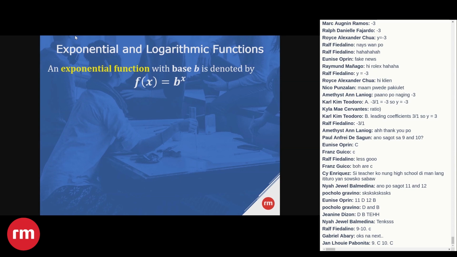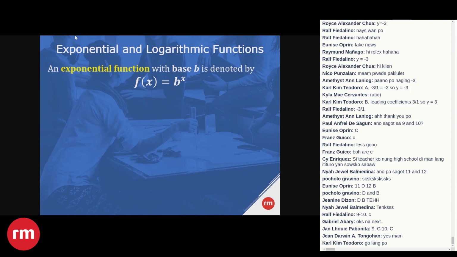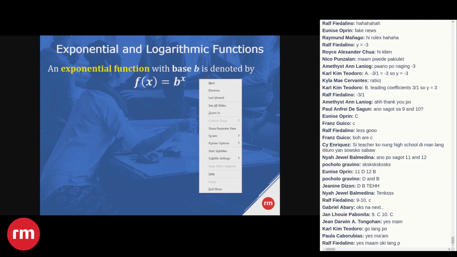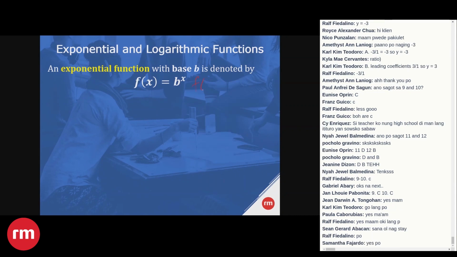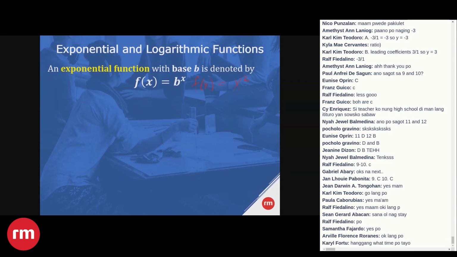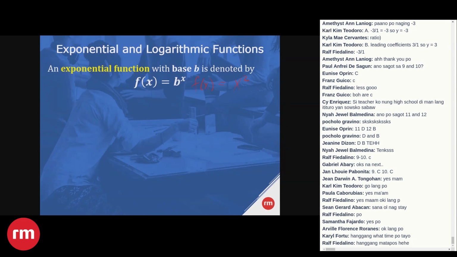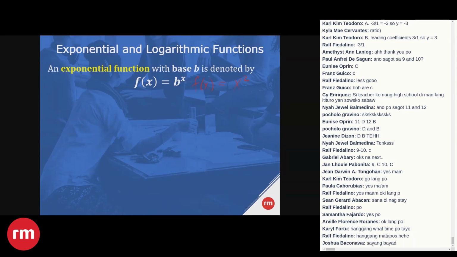Okay, let's proceed to exponential and logarithmic functions. The first one, the exponential function. This is of the form f of x equals b to the x. By the way, class, hindi porket may exponent, exponential na agad yung function. So for example, if you have f of x equals x squared, ito ay may exponent na 2. So itong function na to, hindi to exponential. Kailan lang magiging exponential? Magiging exponential kapag ang exponent ay merong variable, or yung variable natin, yung independent variable, ay nasa exponent.